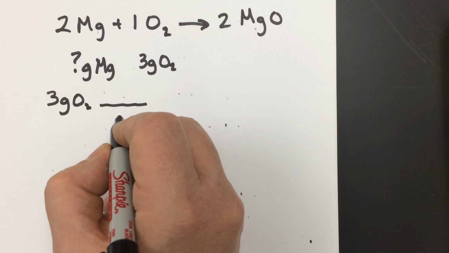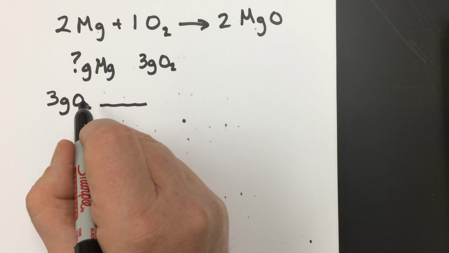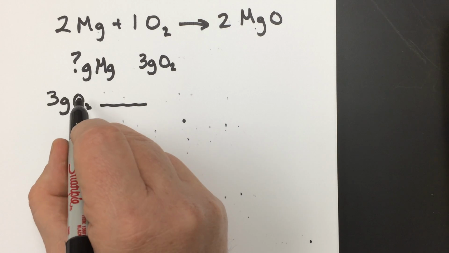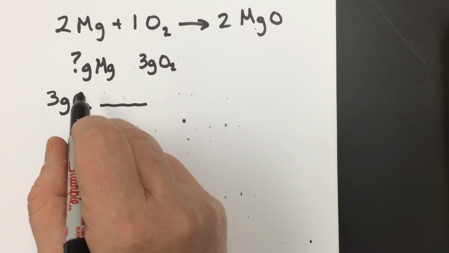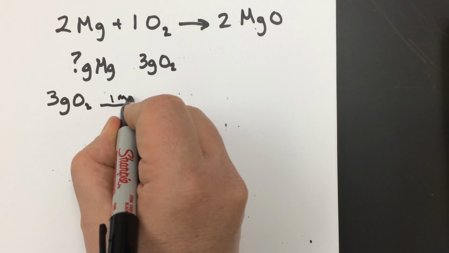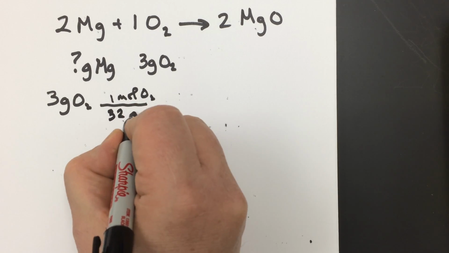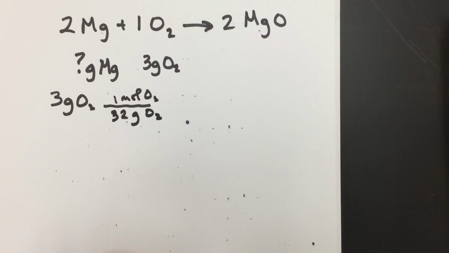And it's 32 grams for every mole. So you look on the periodic table, you see that oxygen is 16, there have to be 2 of them here, so that's twice of it, 32. And I'm going to say for every mole of oxygen, there is 32 grams of oxygen.